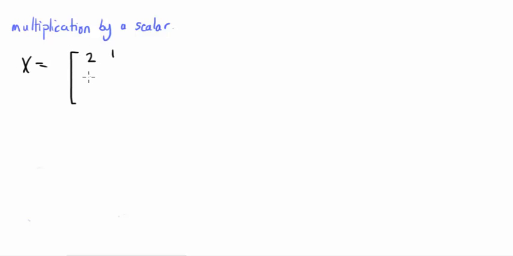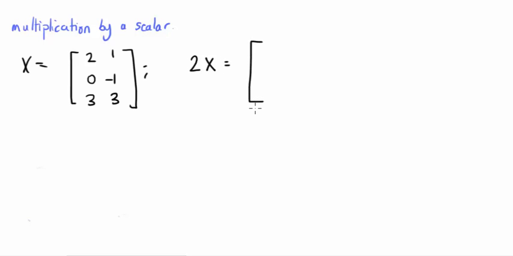Okay, we'll now have a look at some basic matrix algebra. We'll start with multiplication by a scalar. And I'll start with an example. Let's suppose that we have the matrix X equals 2, 1, 0, -1, 3, 3. And suppose that we want to multiply it by 2 to get the matrix 2X.